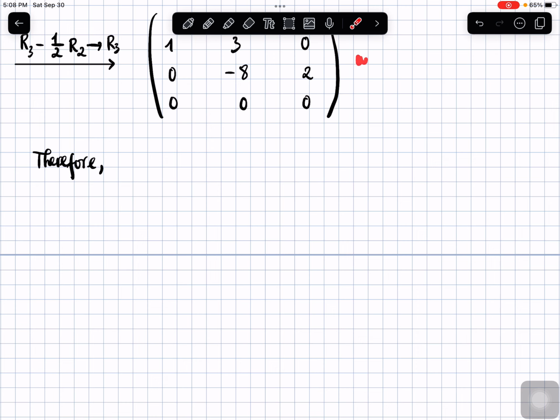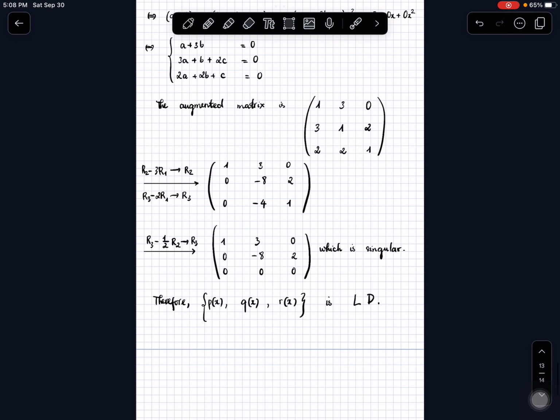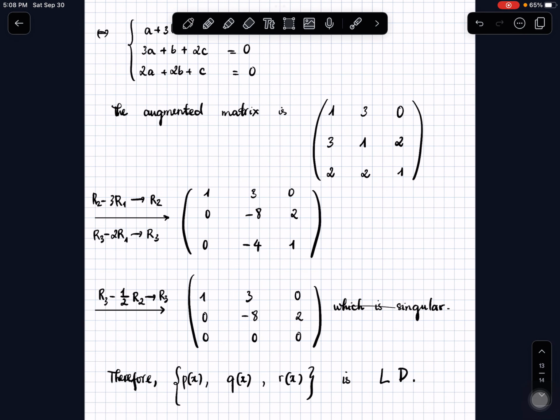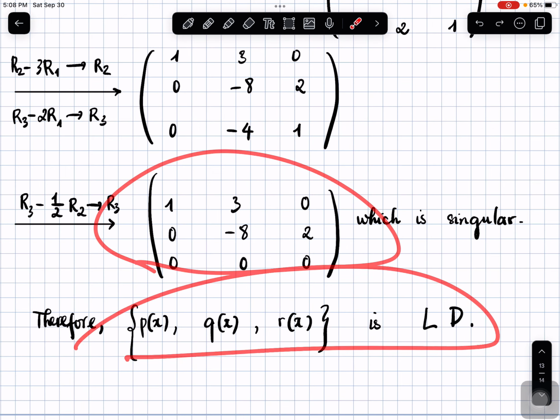So whenever you have a singular matrix, in this case determinant 0, we can say they are linearly dependent.